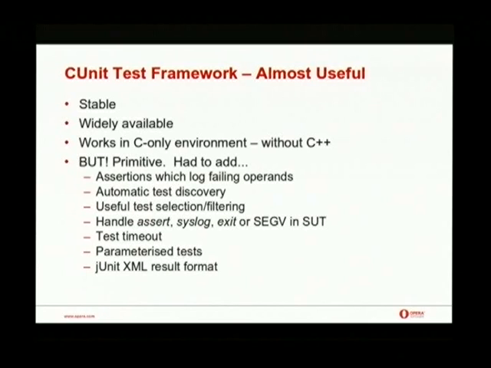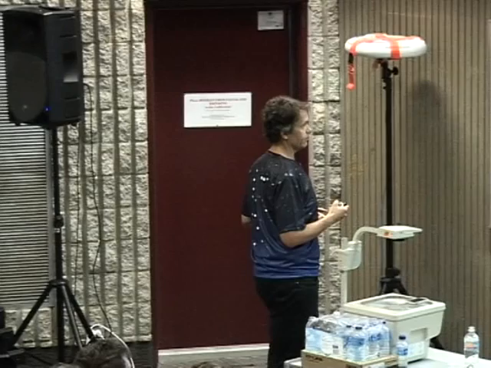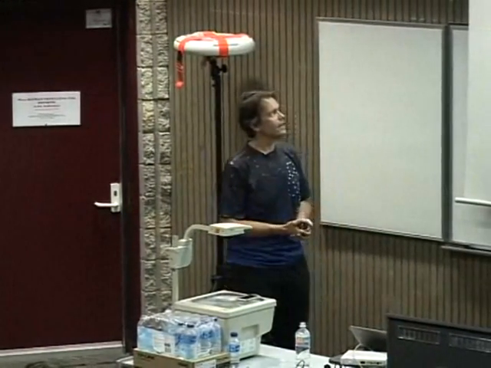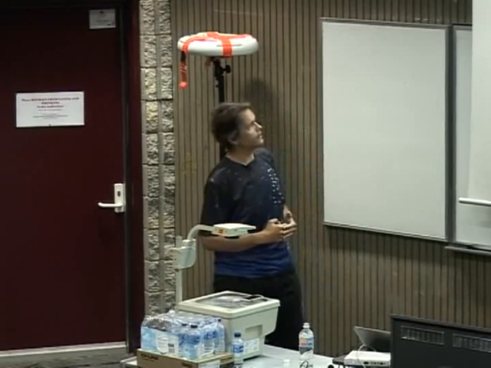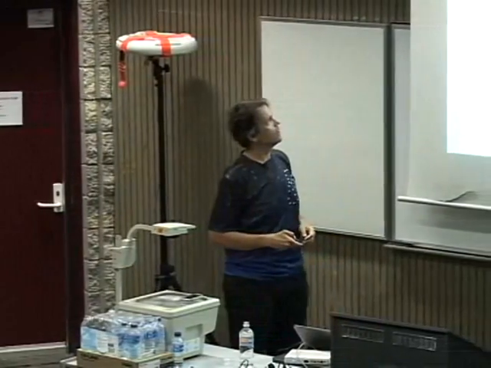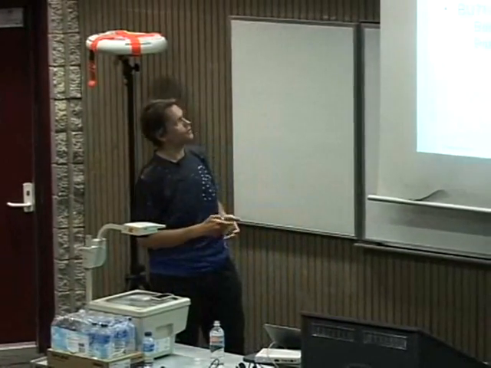Now, for our unit tests, we use the C unit test framework, and really the only reason we use it is because it works in a C-only environment. Every other C-like unit testing framework requires C++ at some point or another, and we just weren't brave enough to make this open source project require C++. So, yes, it's very stable, and there's a whole bunch of things about it that don't exist, which I had to add. That's all in the Cyrus Git repo. You can have a look. But yes, it's almost useful, I think.